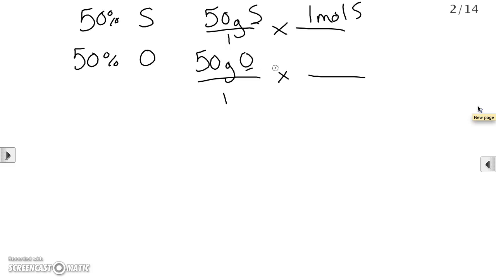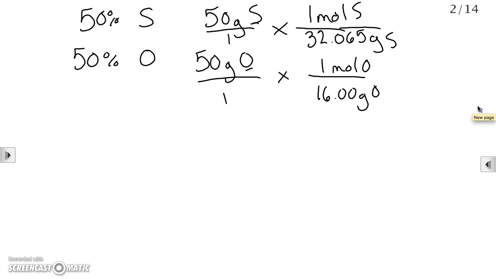To go to moles, all I need to do is look on the periodic table. 1 mole of sulfur is 32.065 grams. 1 mole of oxygen is 16.00 grams. Okay, now I just do these quick little problems. And I'm going to get, can y'all help me out with your calculators? 1 point something. 1.56. Yep. And then I'm going to get 3 point what? 125. 125.